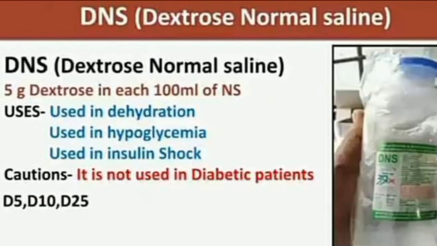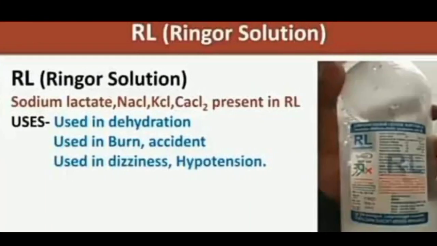The second one is the dextrose normal saline. The dextrose normal saline consists of 5 gram of the dextrose in each 100 ml of the normal saline, and it is used in dehydration. It is also used in hypoglycemia and also to be given in insulin shock. Caution, it is not used in the diabetic patient. D5, D10 and D25 are prohibited to give the diabetic patient.